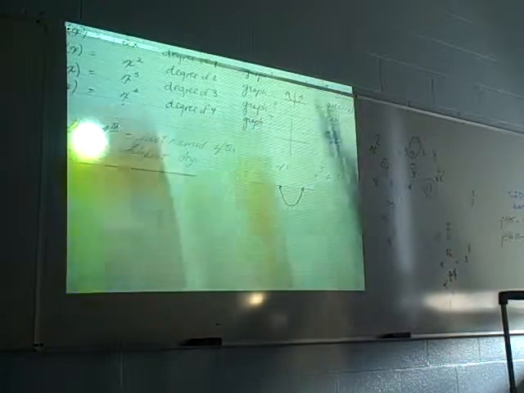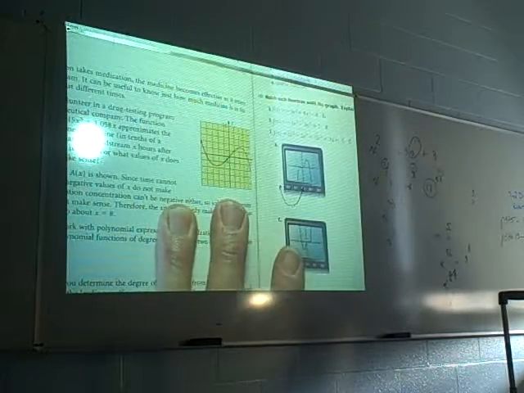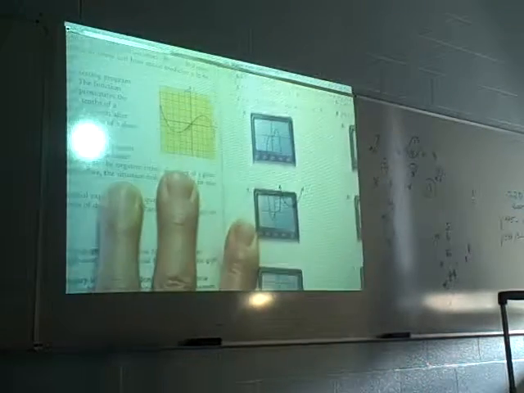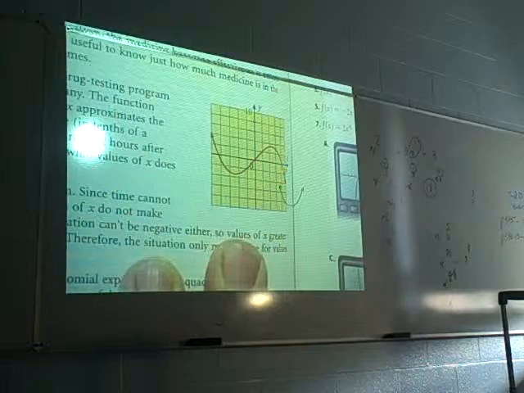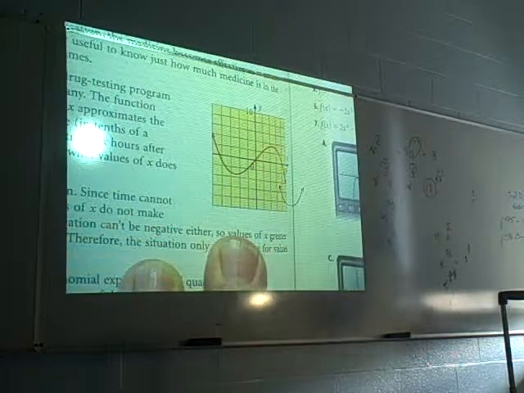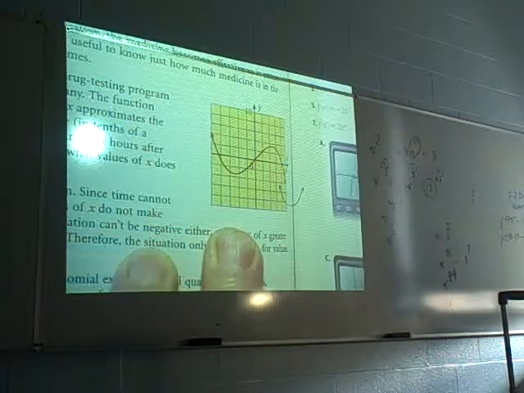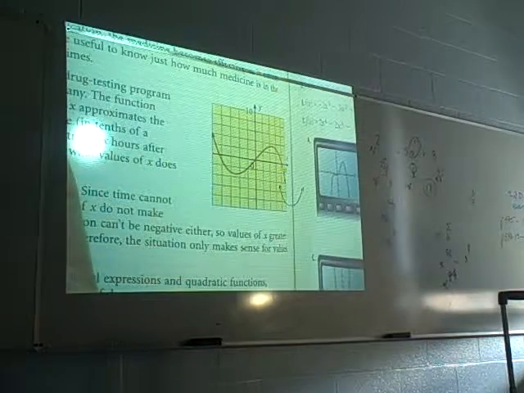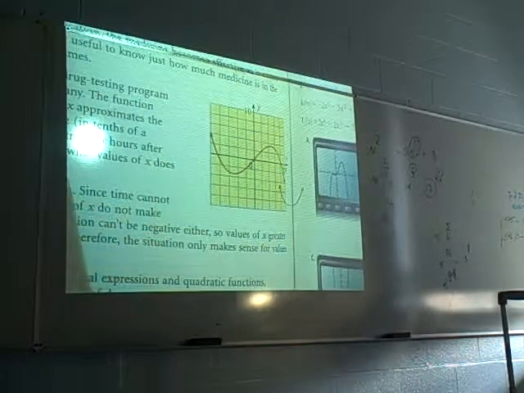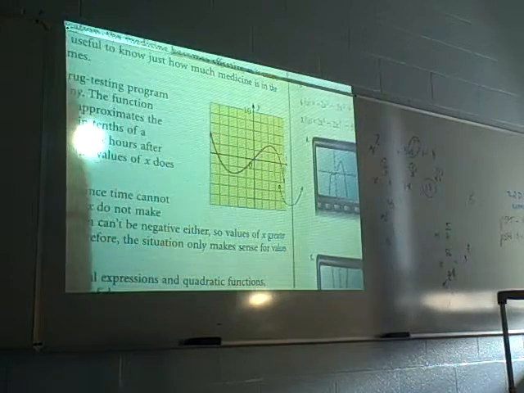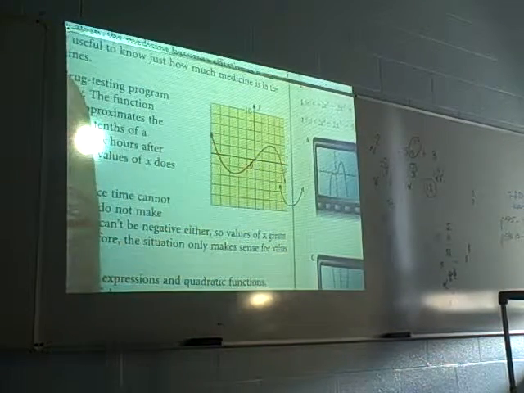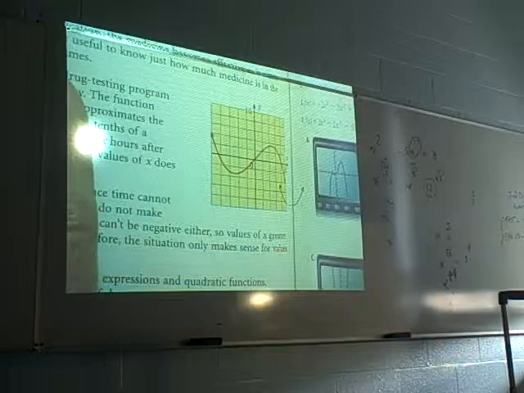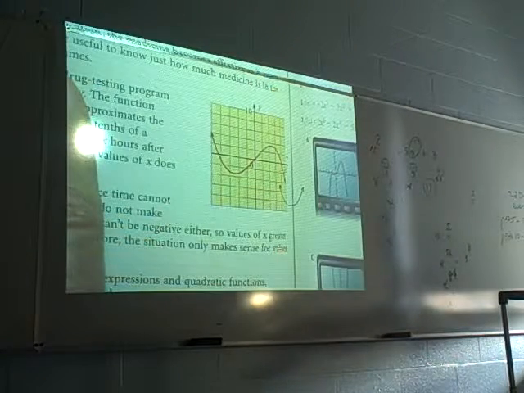So I'm going to show you another graph, and this is really just about interpreting data. On page 544, I guess I like this stuff, and I'm sorry that you don't get excited about it, but I do. When a person takes medication, the medicine becomes effective as it enters the bloodstream. It can be useful to know how much medicine is in the bloodstream at different times. They tell you don't drive a motorized vehicle if you've taken such and such a cough medicine or Sudafed because you might become drowsy.